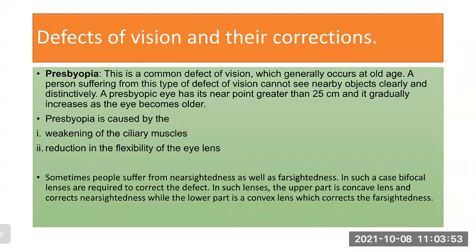This defect mostly occurs in old age people. It is because due to age, the ciliary muscles of the eyes become weak, and they cannot hold the eye lens properly, and even the eye lens has reduced its flexibility. Got it? Then about the bifocal lens. Some people suffer from both nearsightedness and farsightedness. So in such cases, the bifocal lens can be used to correct the defect, in which the concave as well as the convex lens is used.